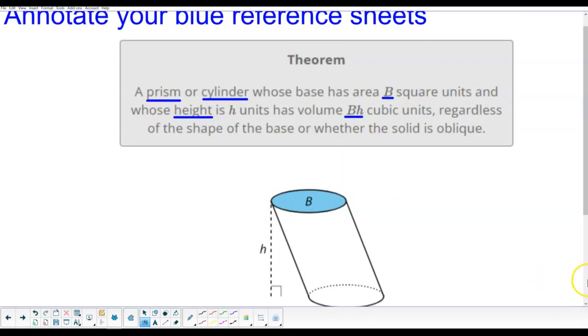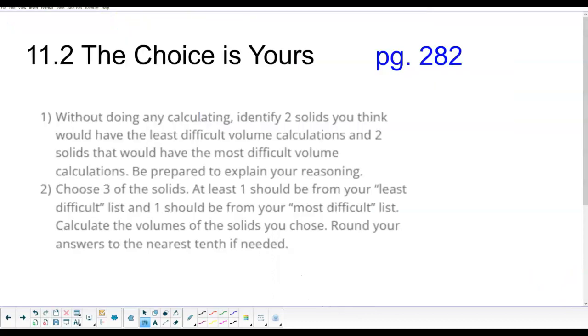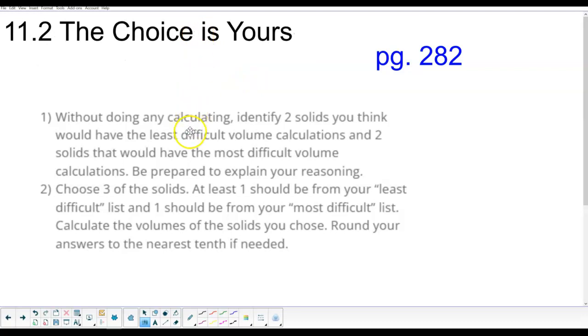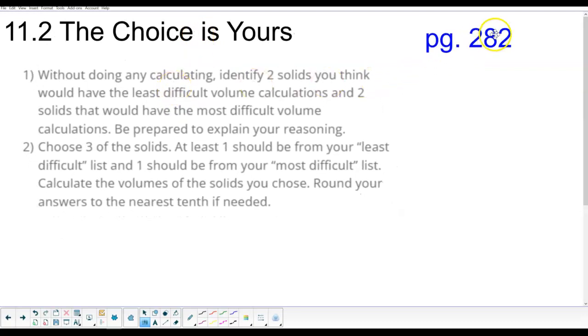All right, annotate, and then when you're ready, press play, and we're going to move on to Lesson 11. Go to page 282, and what you're going to do is, without doing any calculations, identify two solids that you think would have the least difficult volumes to calculate, and two solids that would have the most difficult volume to calculate. Be prepared to explain your reasoning. So go ahead and hit pause and look through the list of solids and select two easy ones and two hard ones.